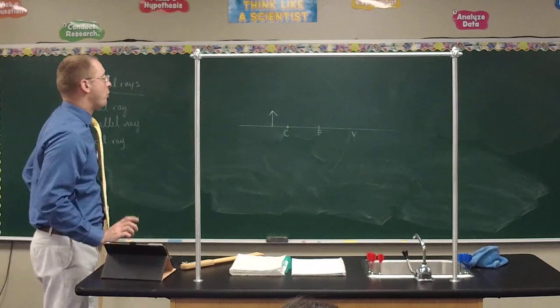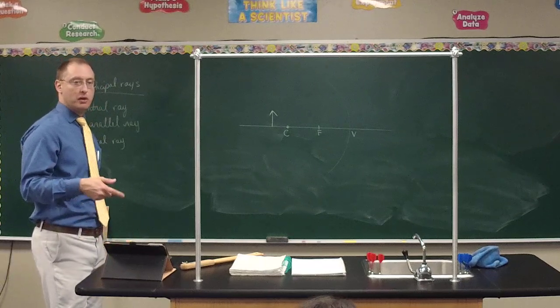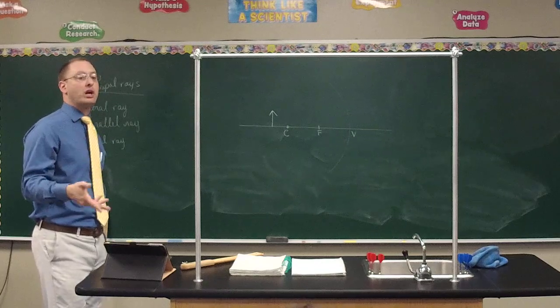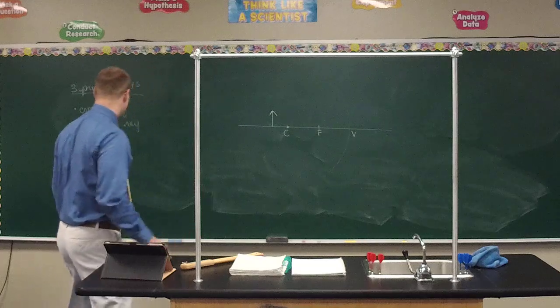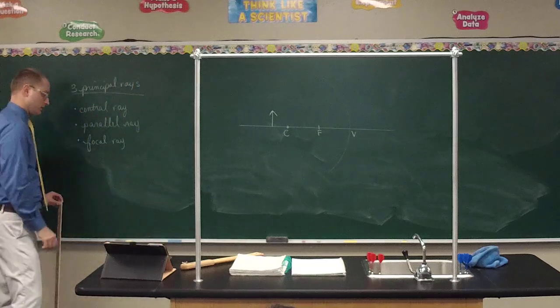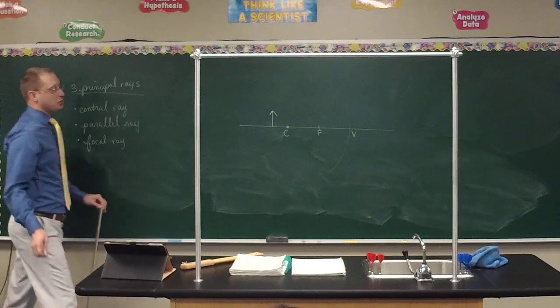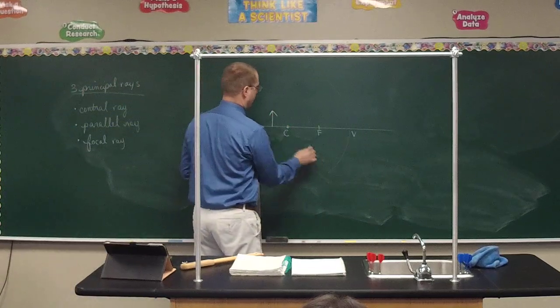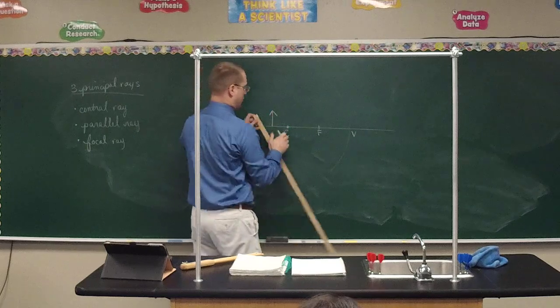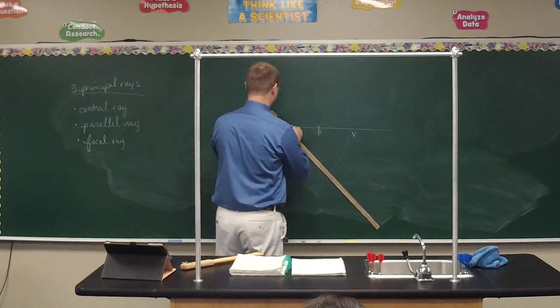And we want to determine where will the image be formed? How big will it be? Where will it end up? Well, the first ray I said we could draw, class, is the central ray. So with your straight edge, remember the central ray is going to be drawn through the center of curvature to the mirror. Now, we're going to start at the top of the object because we want to determine where the top of the object will form.